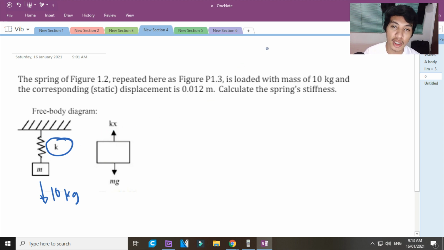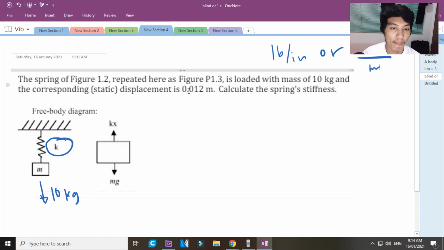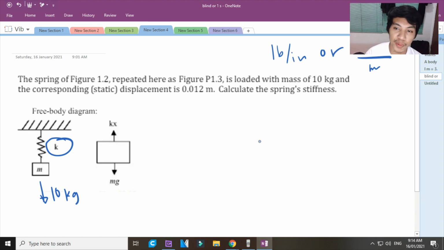So, ang stiffness of the spring is in pound per inch or kilogram per meter. Yan. So, it is loaded with the mass of 10 kilograms and it has a displacement. So, na-displace daw, na-deform daw yung spring mo ng 0.12 meters. Calculate the spring stiffness.